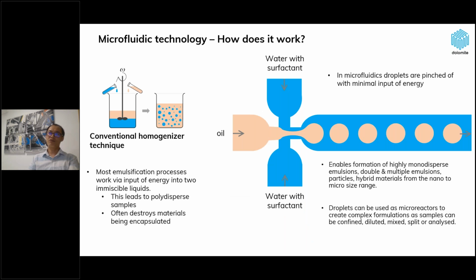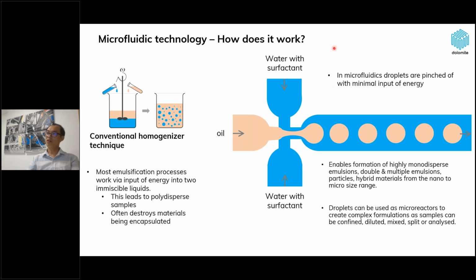So how does microfluidics work? If you have a look at the left-hand side, it is the conventional homogenizer technique, or we can call it the traditional batch method for making emulsion. Most emulsification processes work by inputting energy into two immiscible liquids. With the batch method, normally high input energy is applied and a larger volume of reagent is required, with poor size distribution and variable reaction conditions, and it is challenging to scale.